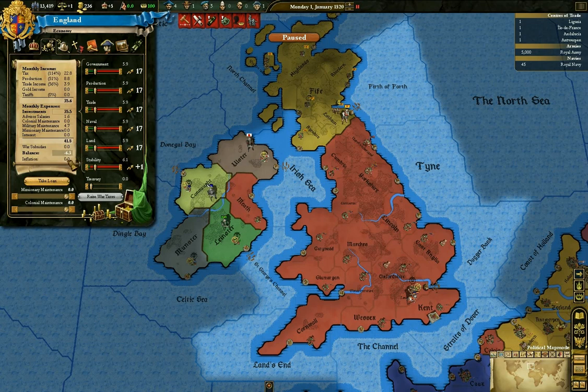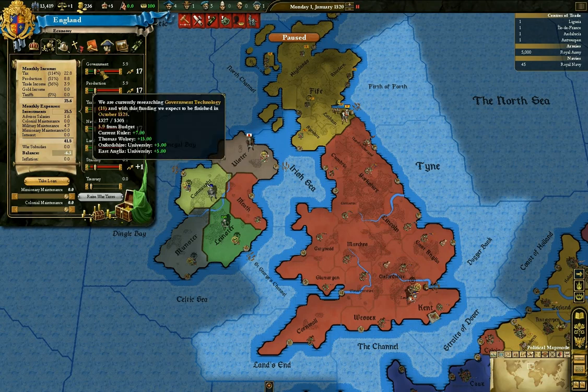Inflation is a very important stat. It's basically, in percentage-wise, how much more everything costs, and it's pretty much literally everything. Troops, buildings, investments. Inflation rises for a specific reason, which I'll talk about now.